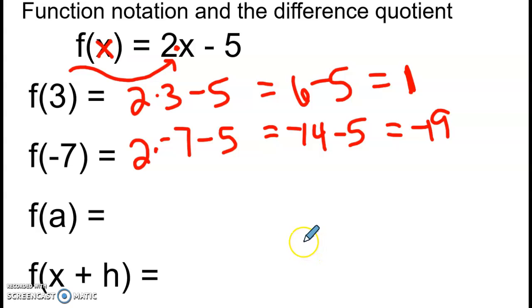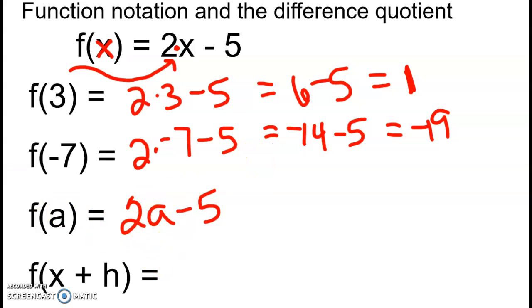Now, f of a, people get a little confused with. I can't actually multiply a by 2 and subtract 5 because I don't know what a is. So I simply have to write, as soon as you tell me what a is, I'm going to be taking 2 times it and subtracting 5. I don't necessarily get an answer for it as far as a number answer.